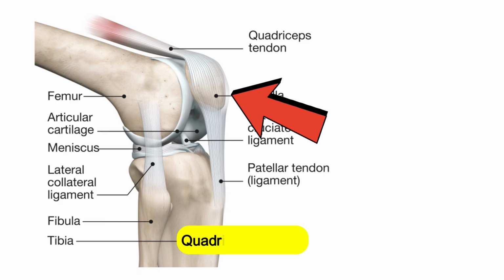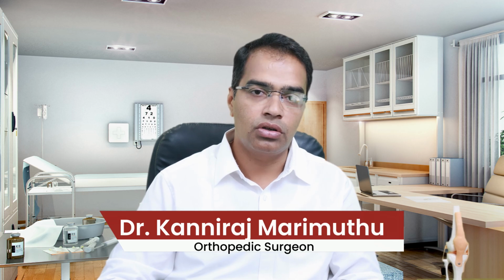In addition to these three, we can also use the quadriceps tendon. That is, the quadriceps is the muscle in the front of the thigh. We can take a portion of the quadriceps tendon either with or without a bone plug from the kneecap, and that can also be used for the ACL reconstruction surgery.